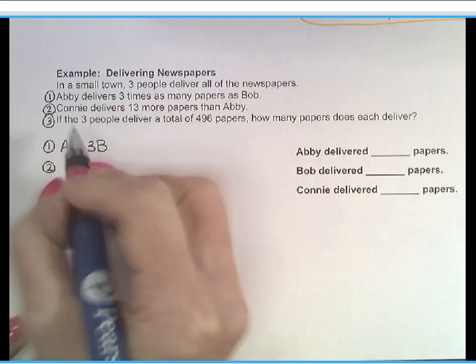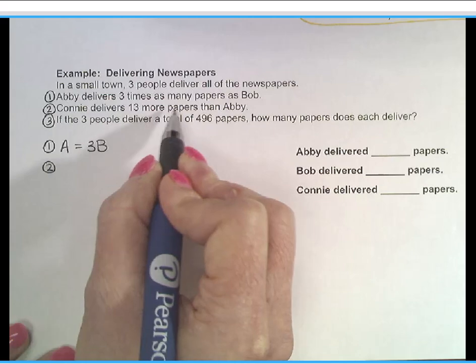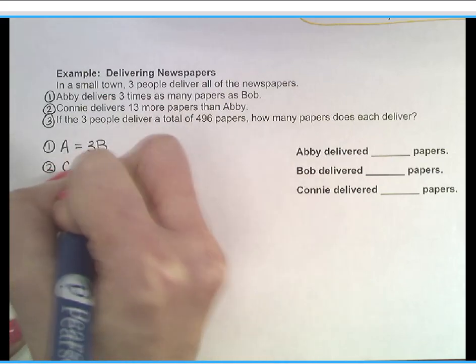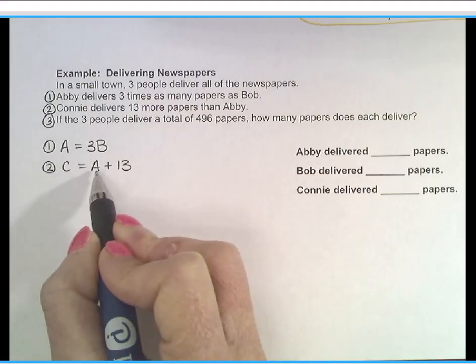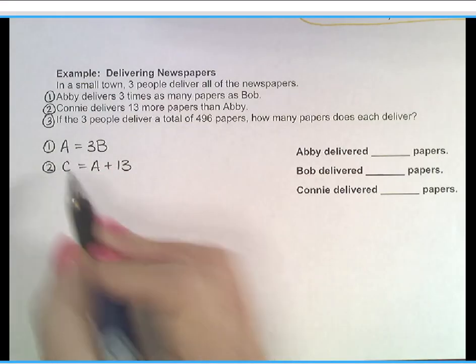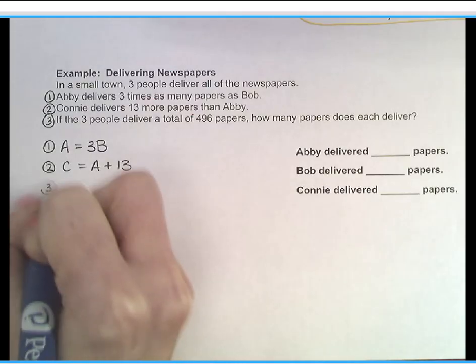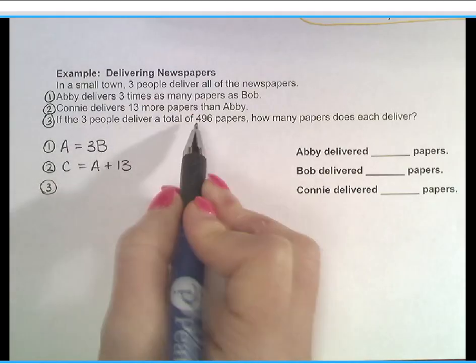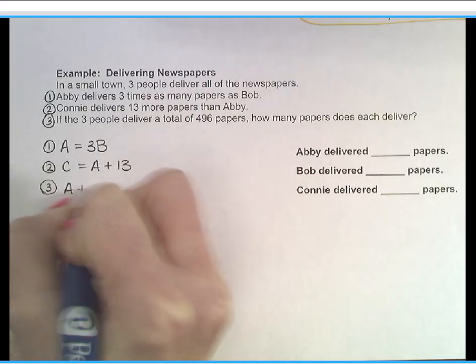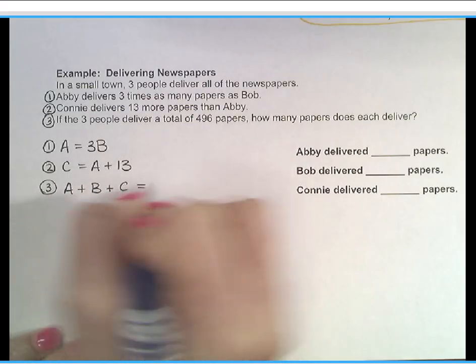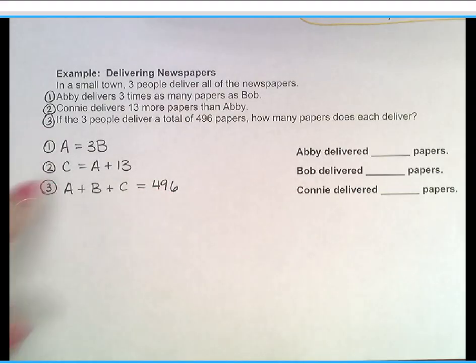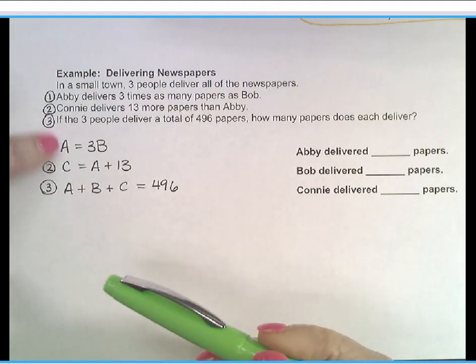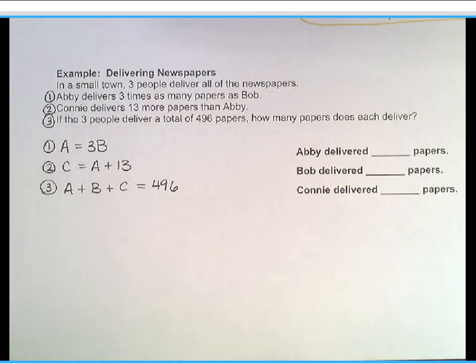The second clue said Connie delivers 13 more than Abby. So Connie is Abby plus 13. Or whatever Abby delivers, add 13 to it, that's what Connie delivers. And then the third clue said the 3 people deliver a total of 496. So that means A plus B plus C equals 496. So this is a system of 3 equations. But I'm going to show you that you can use the early equations to help you solve the later equations. They're going to build on each other.